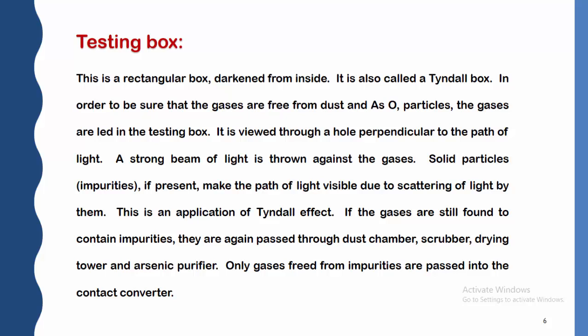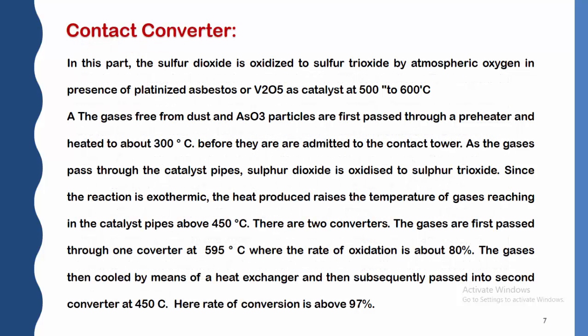If dust particles are present, then the gases are passed over the dust chamber, scrubber, drying tower, and the arsenic purifier. If there is no dust particle or any particles, they are directly sent towards the converter, where before the converter there is a preheater.